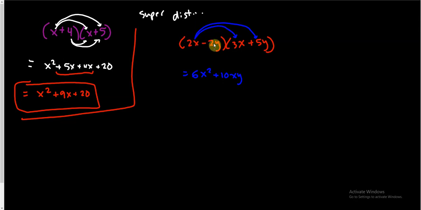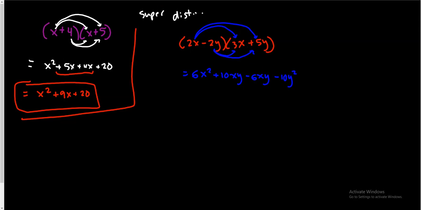Let's do the negative 2y. Negative 2y. So negative 2 times positive 3 is a negative 6. y times x is just xy. And then negative 2y times positive 5y, that would be a negative 10. And y times y is y squared.